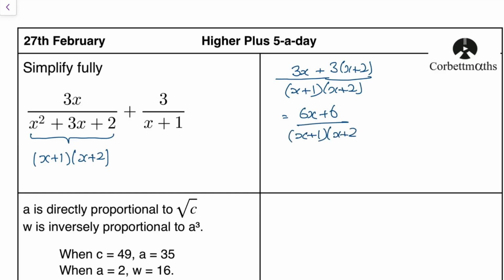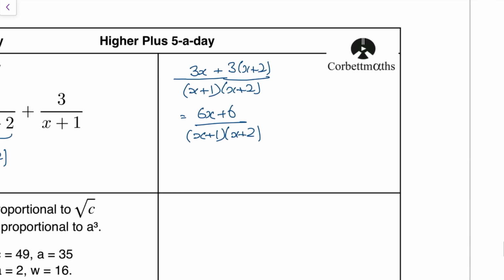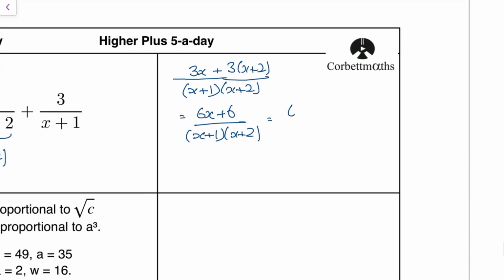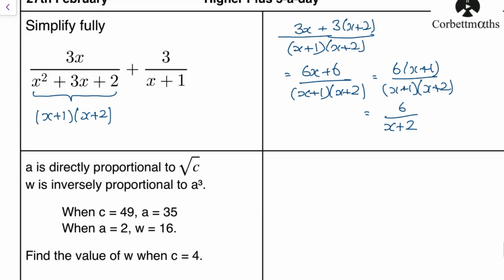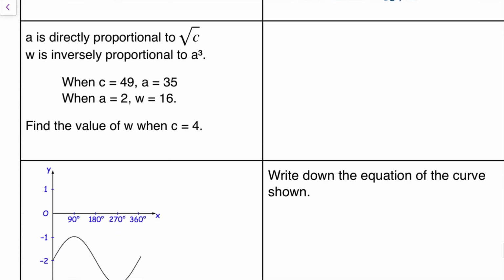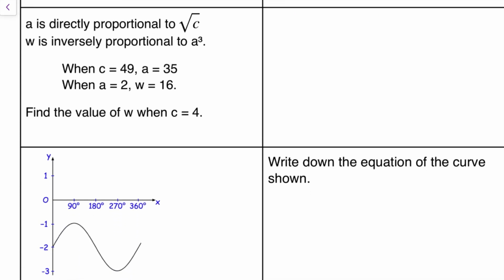over x plus 2. So on the face of it, I can't simplify that, but I can, because if I take out a 6, that gives me x plus 1 over x plus 1. So I have a linear factor, as we call it, divided by x plus 2. The x plus 1s cancel, so my final answer is going to be 6 over x plus 2. First question done. Nice little algebra question there. Well done. Next one.